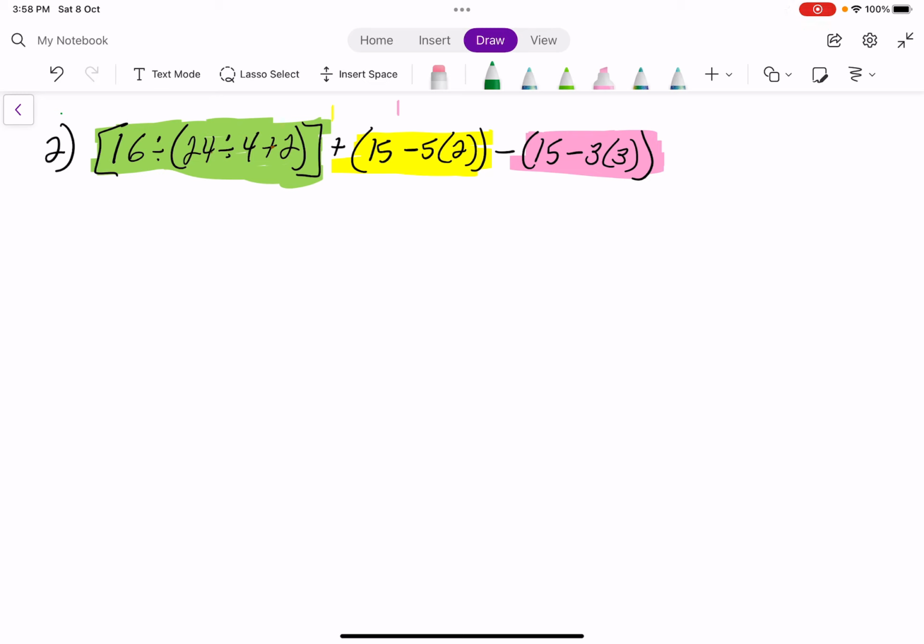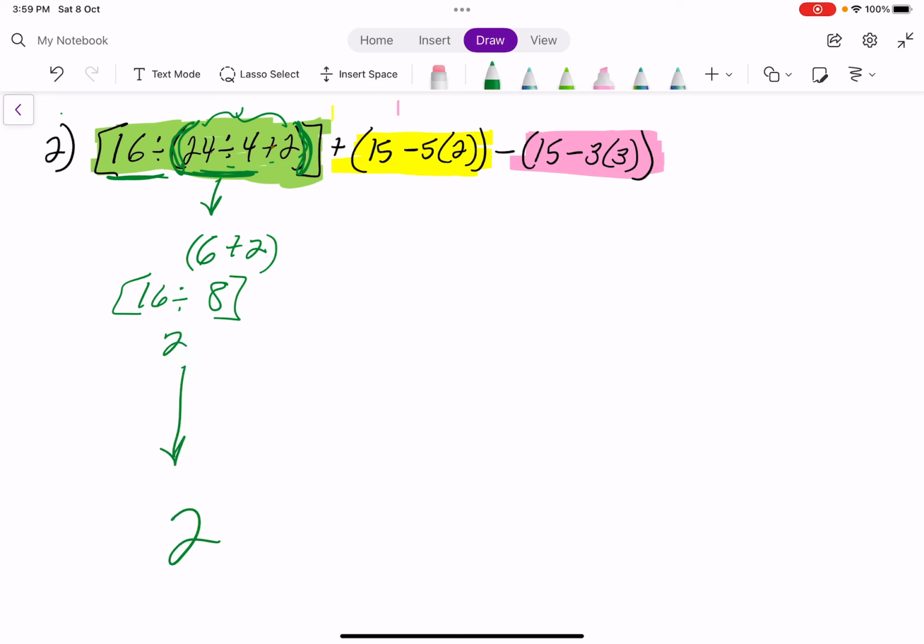So within this bracket, I need to do 16 divided by, but now I see that we have these parentheses, so I need to do everything in these parentheses first. And I have a division and addition, so the division has to come first. So 24 divided by 4 is 6. So now we have 6 plus 2, which is equal to 8. So we have 16 divided by 8 within those brackets, and 16 divided by 8 is 2. So all of that bracket will simplify to give me a 2.